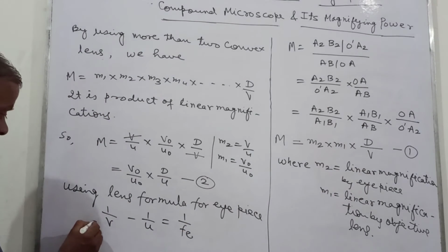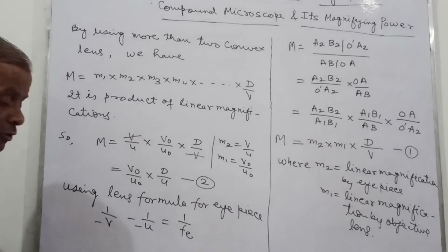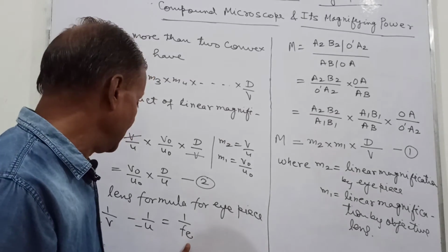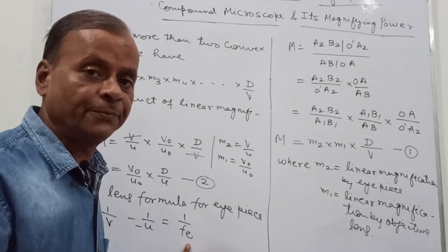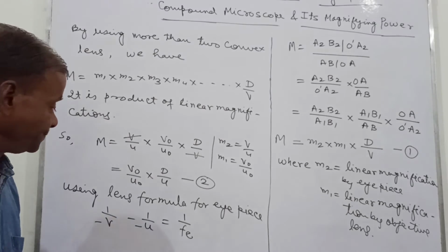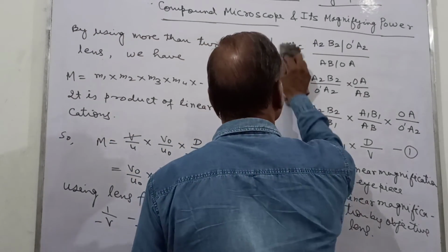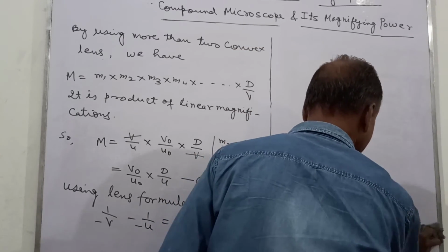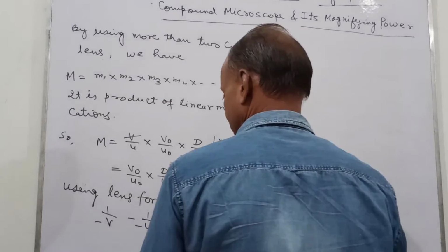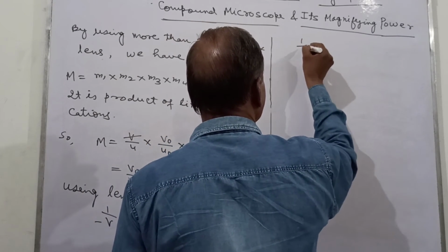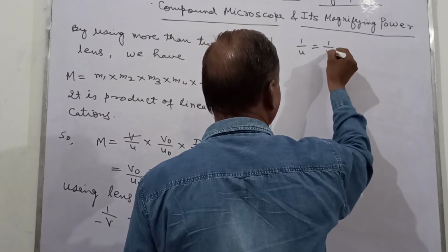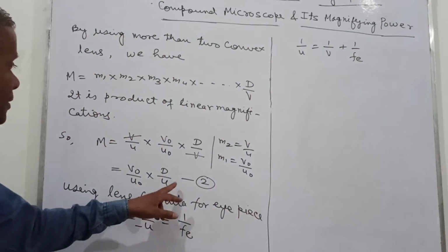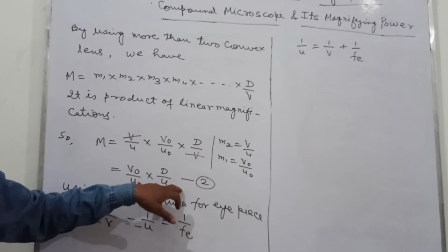And now you can see that V and U both are negative, so we will have the negative sign. This F is always positive, because for the eye lens, for a convex lens, the focal length is positive. So now we will have 1 upon U equal to 1 upon V plus 1 upon F. Now we will use this relation in equation 2.